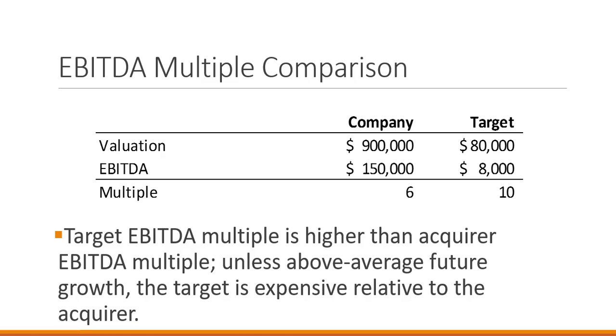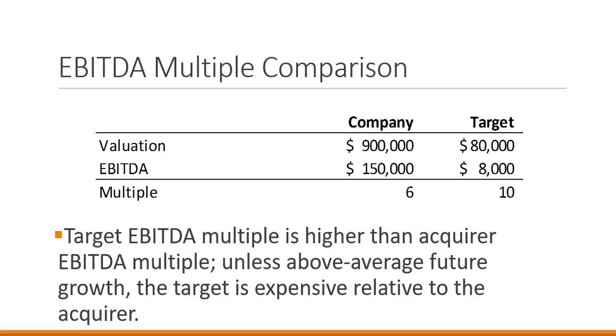Another way of evaluating this transaction is comparing the EBITDA multiples of the company and the target. In our multiple calculation for the target, a valuation of $80,000 divided by EBITDA of $8,000 gives us a multiple of 10 times. That's a higher multiple than our multiple of 6 times. Generally, that means that this will be an unattractive acquisition. It's going to result in a share price decrease for the acquirer.